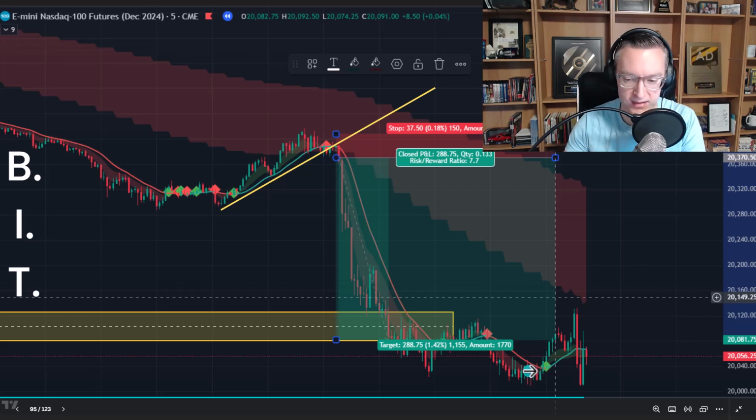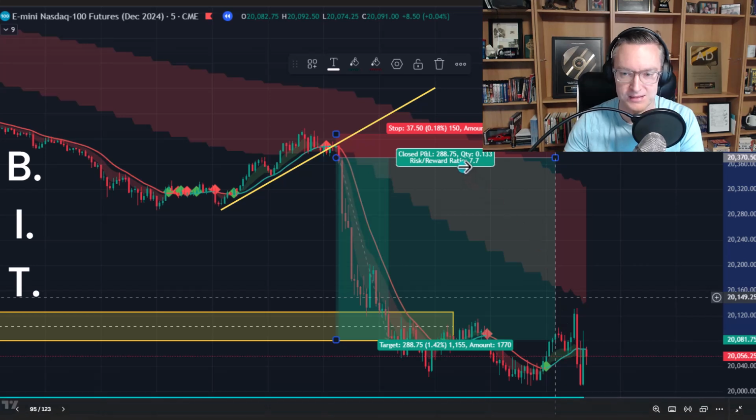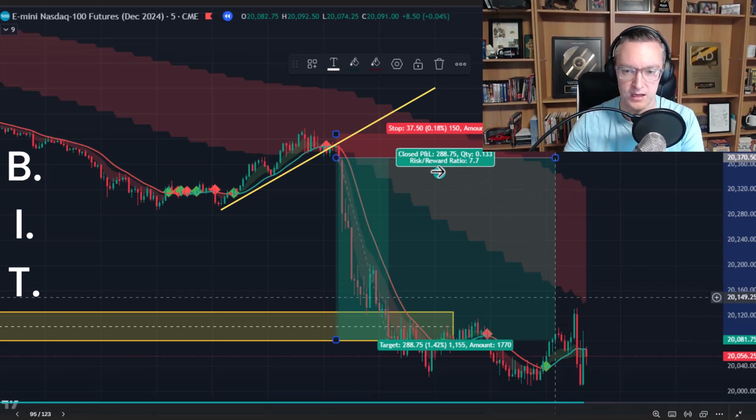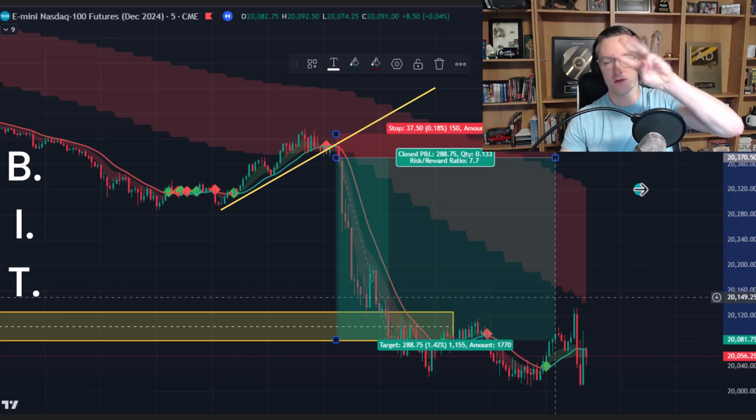I mean, nobody has an exact crystal ball, but I look at the confluences, I look at where things have happened in the past, and I make my best guess. And in this case, this was a plus 7.7 trade, meaning our risk-reward ratio was 7.7. If I risked $100, I made about $770. If I risked $1,000, I made $7,700 on that trade. Not bad, right? So really good example of I had 2 out of the 3 confluences.